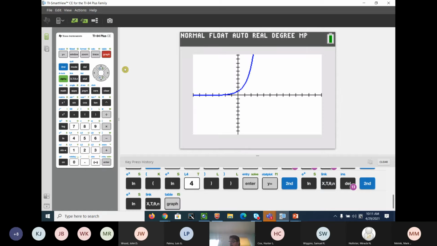Graph. There it is. And they want from 0 to the natural log of 4, which is 4. So 0, 1, 2, 3, 4. So up here, all this area right in here is 6 square units.